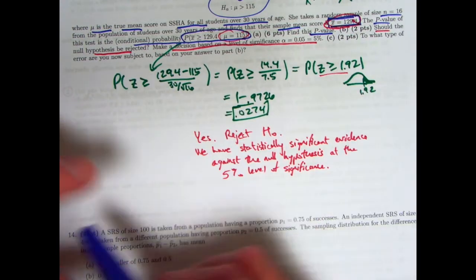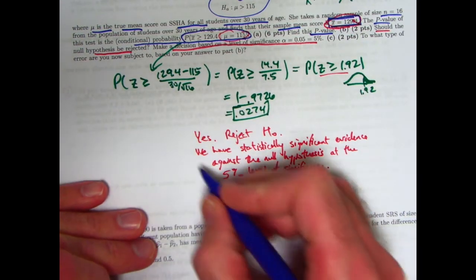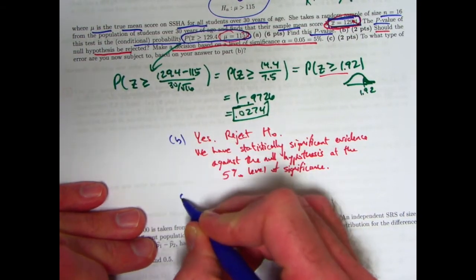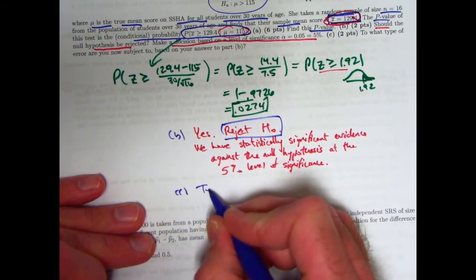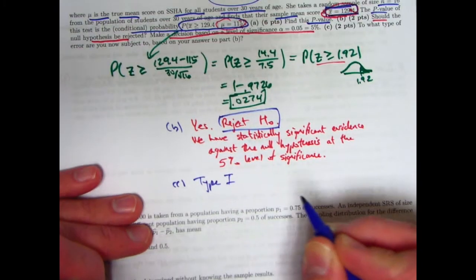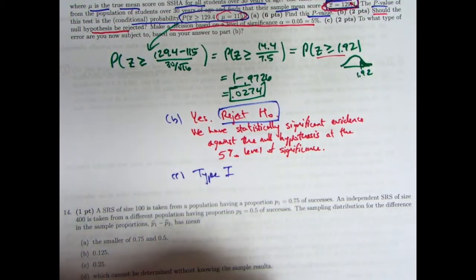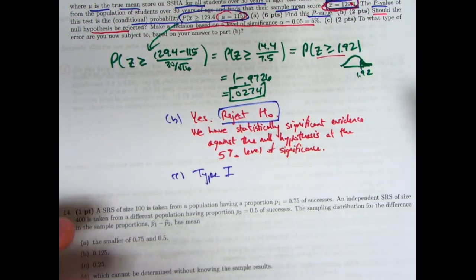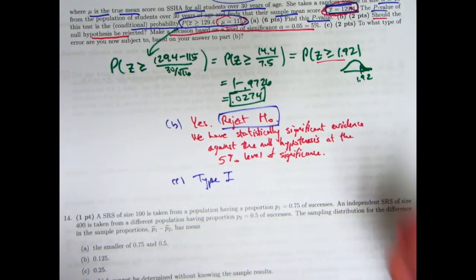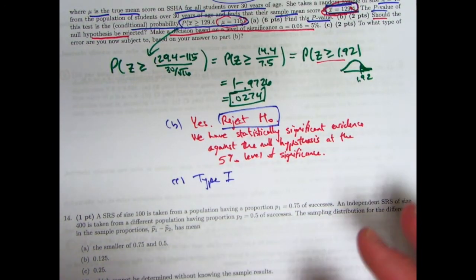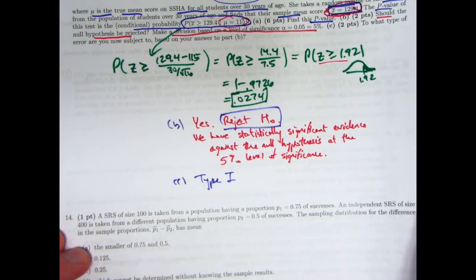To what type of error are you now subject to? So this was part C. Since we rejected the null when it could be true, that's a type 1 error that we are possibly making. If there's an error that we're making, it would be a type 1 error. We don't know if we're making a type 1 error or not for sure because we don't know the true population mean. But if there is an error, it's rejecting the null when it's true. It's like convicting an innocent person.